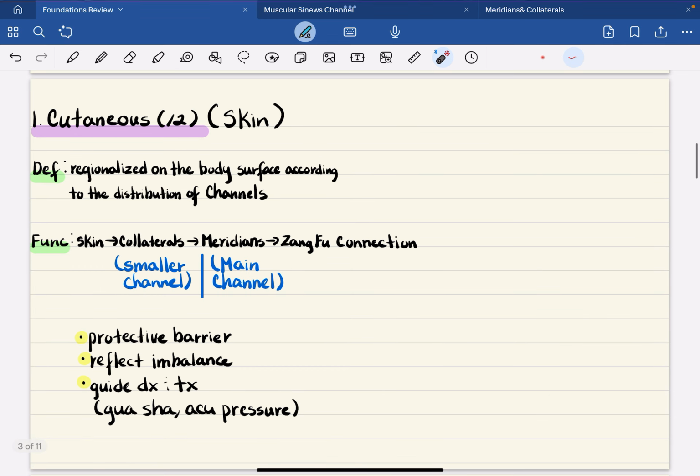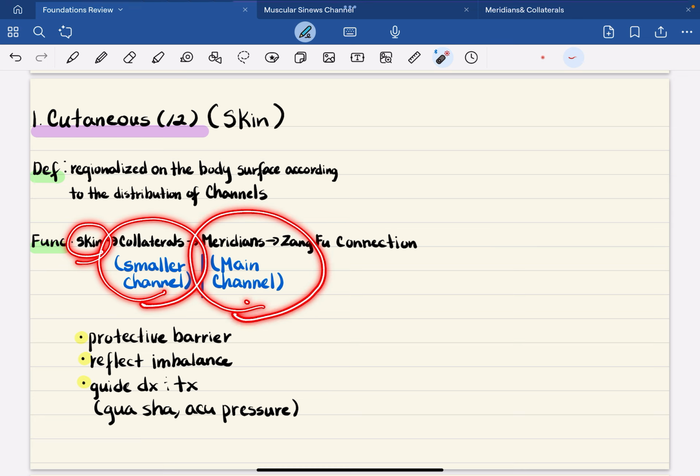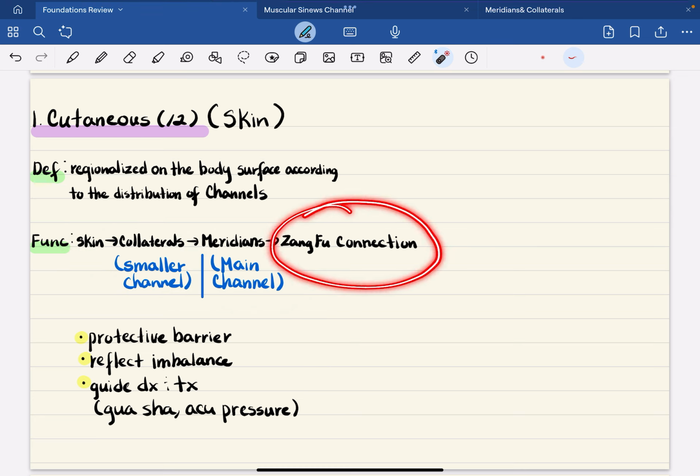So we're going to first go over cutaneous. There's 12 only because there's 12 primary channels, so it's considered a skin. The definition would be that it's regionalized on the surface of the body according to the distributions of the channels. Now the function is that it goes from the skin, right? And as I said, collateral is a smaller channel. Meridians refer to the main channel, and then we go to the Zhangfu connection, and that's what the skin does.